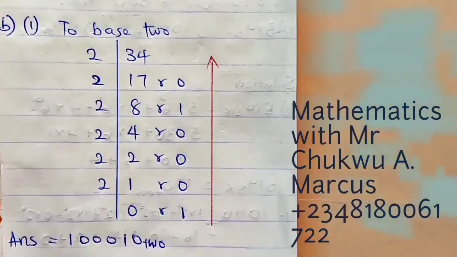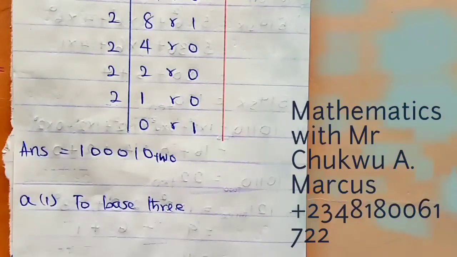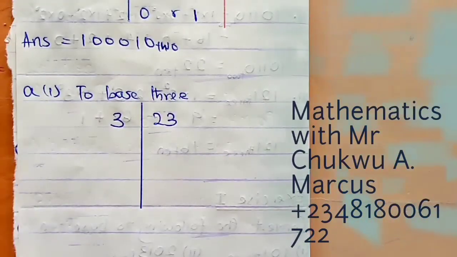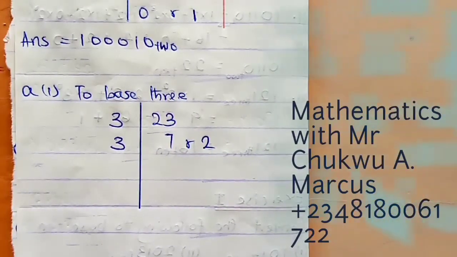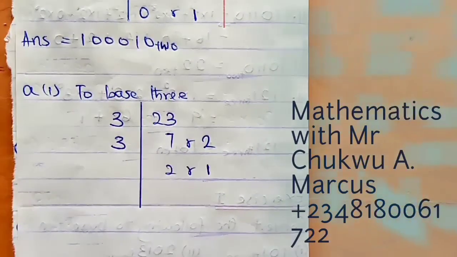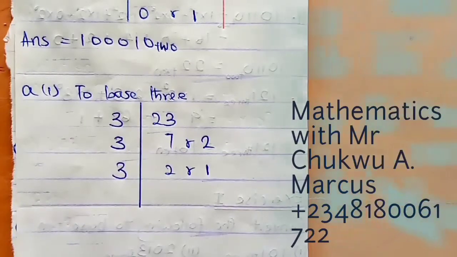Let's use the same method to do the remaining. Here we are going to use 3 to divide because we are converting it to base 3. Therefore, we use 3 to divide that number in base 10. 3 divided 23 will give us 7 remainder 2. We use 3 again. 3 divided 7 will give us 2 remainder 1. We use 3 again. 3 divided 2 will not work, since 2 is less than 3. Therefore, 2 becomes our remainder.